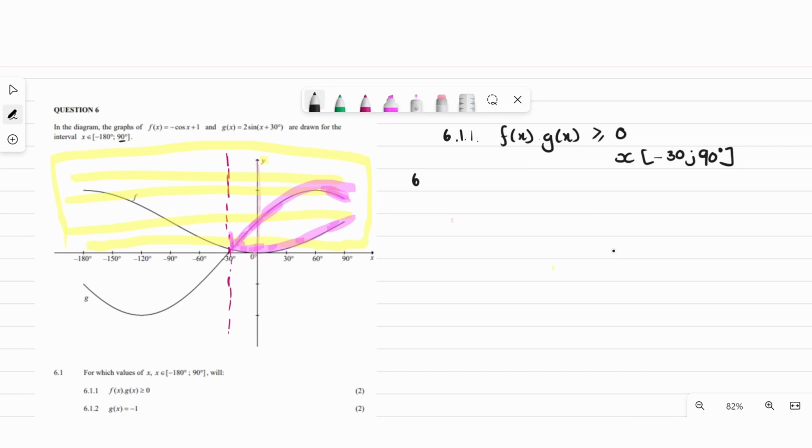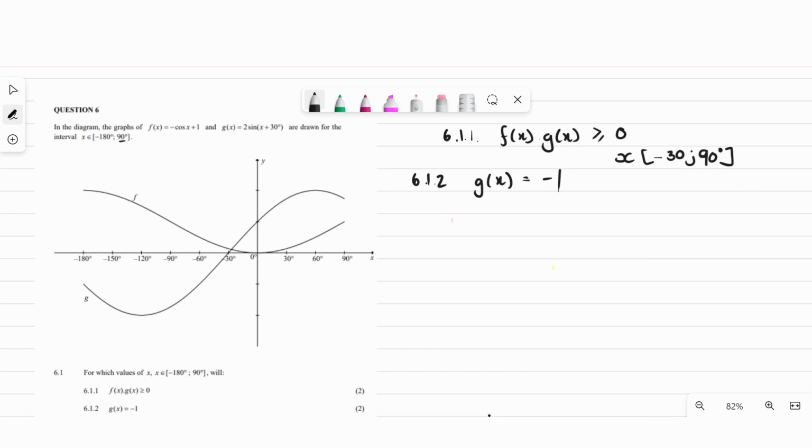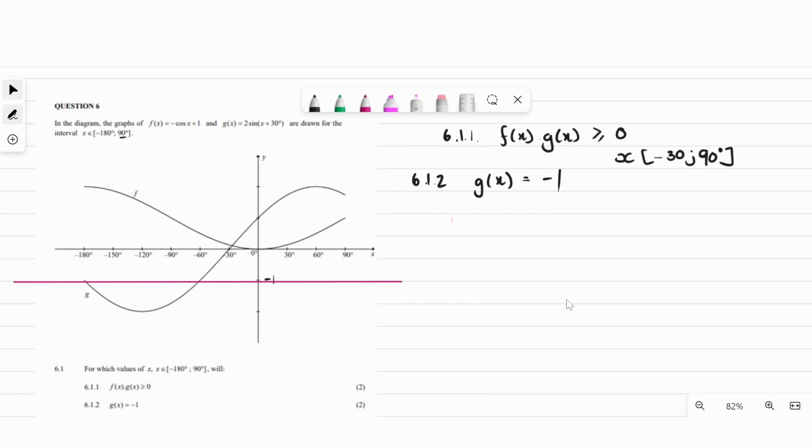Now 6.1.2, let me erase this. It says we need to find g of x is equal to negative 1. So here in our graph, we need to check where it's negative 1, and we need to give the values of x, right? So we know this is going to be negative 1. So I'm going to draw a line going through here. So let's do that. See, I drew a line at negative 1, because if they say g of x is equal to negative 1, g of x is the same as y is equal to negative 1. So we need to find values where y is equal to negative 1, right?